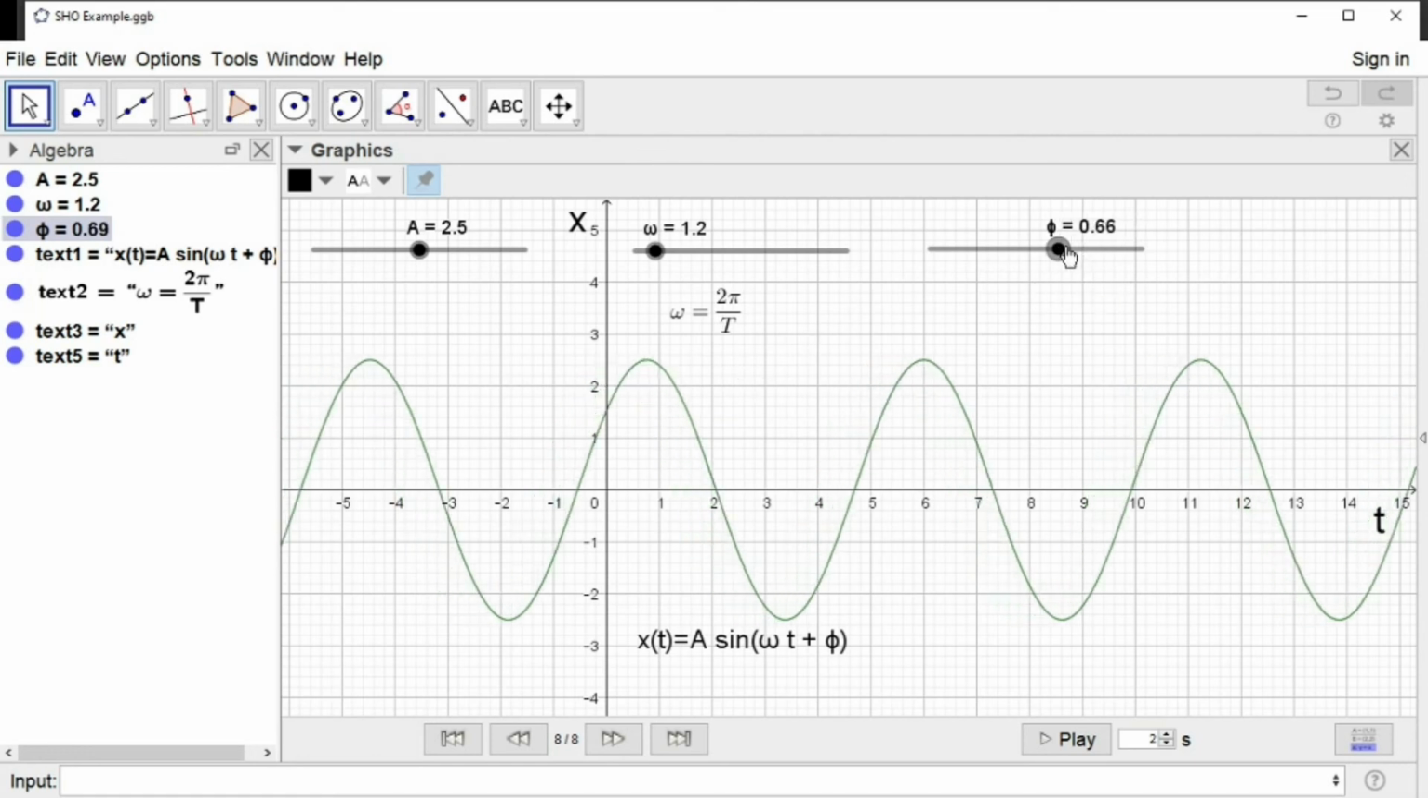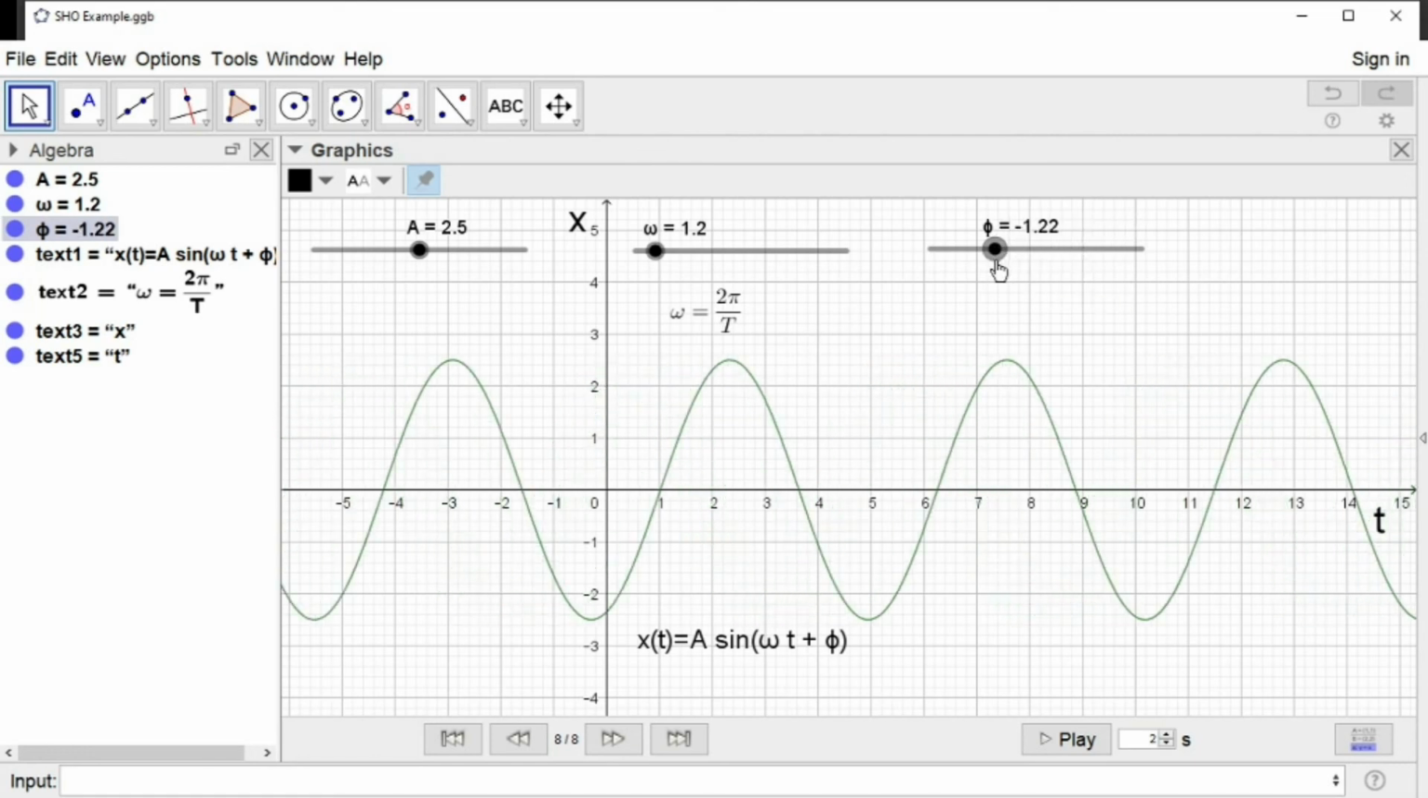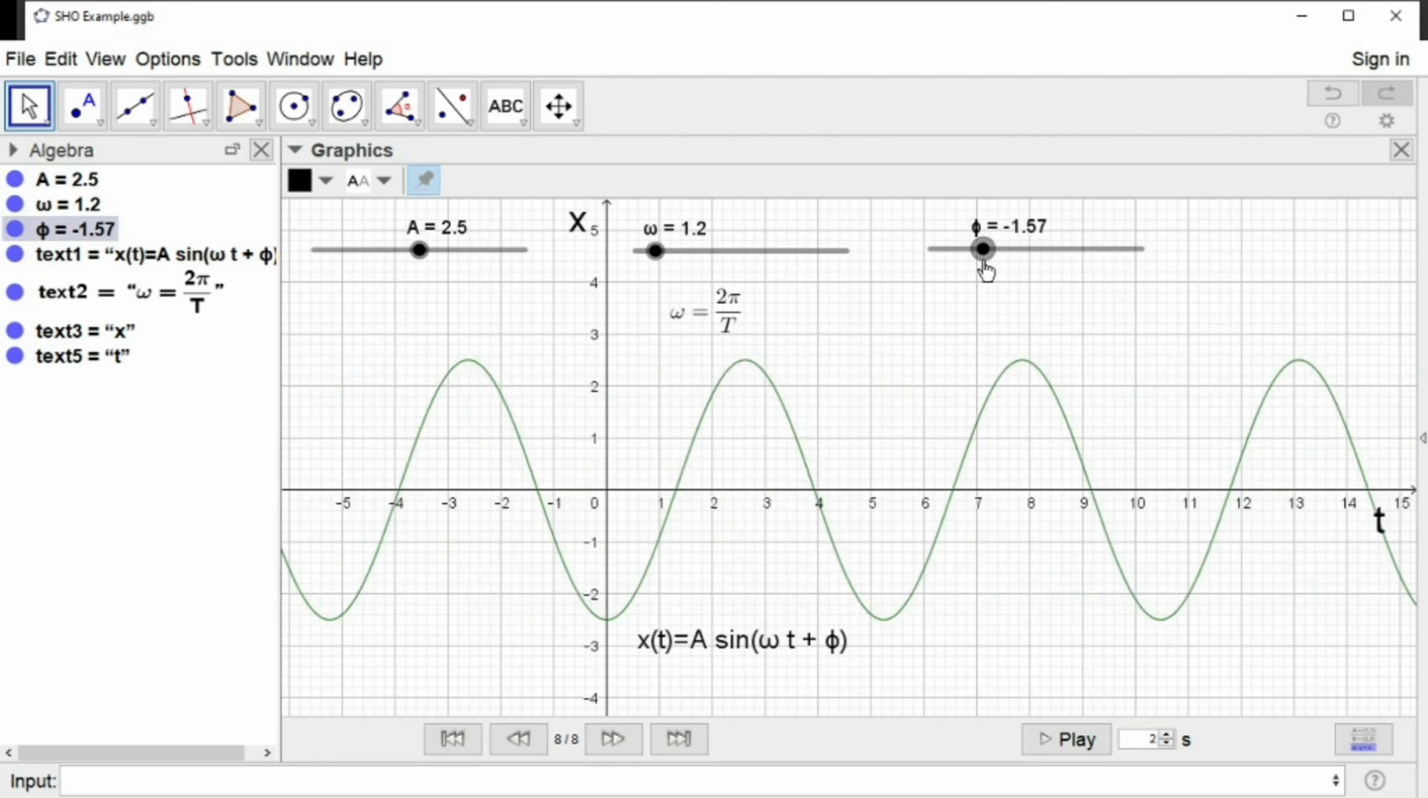Similarly, I could slide it to the left and go to negative pi over 2, and now it would be at its negative maximum extent, 2.5, at t equals 0. And so these three parameters, a, the amplitude, omega, the angular frequency, and phi, give me full freedom on this function to solve any harmonic oscillator problem. I can have any amplitude, any frequency, and I can have its position at 0 be any value.